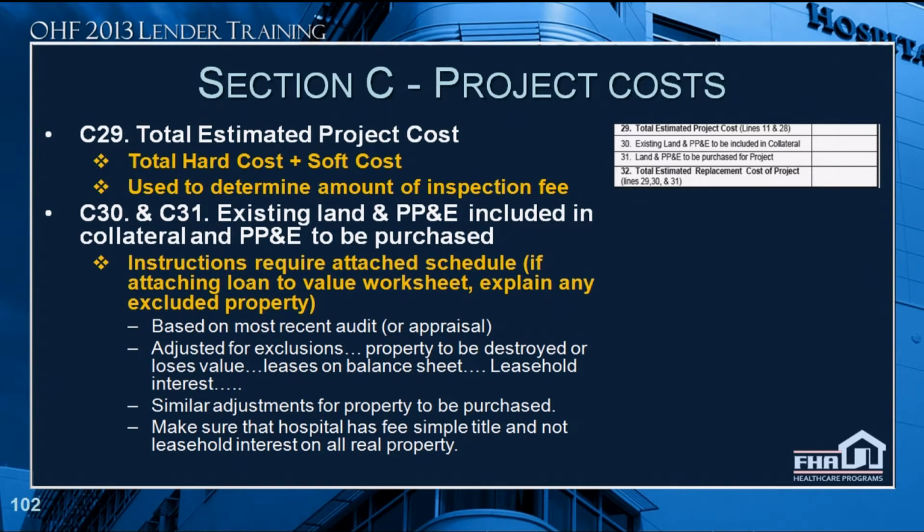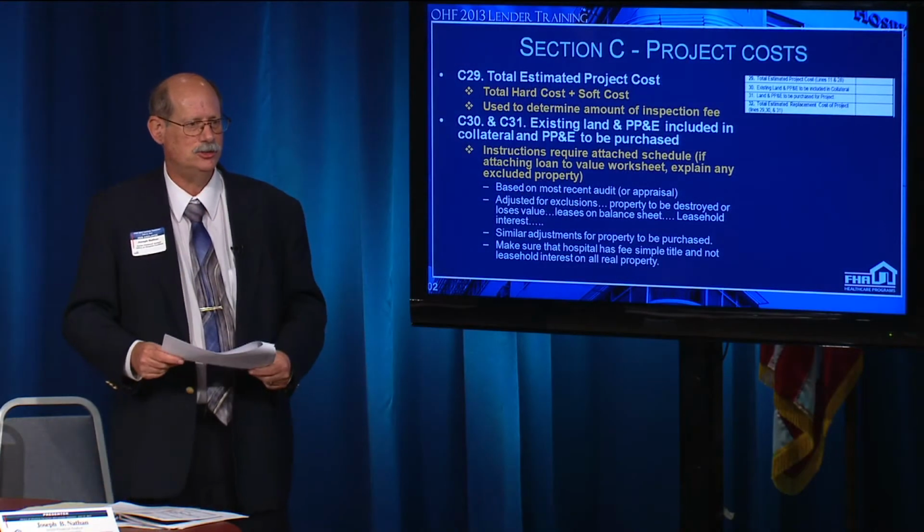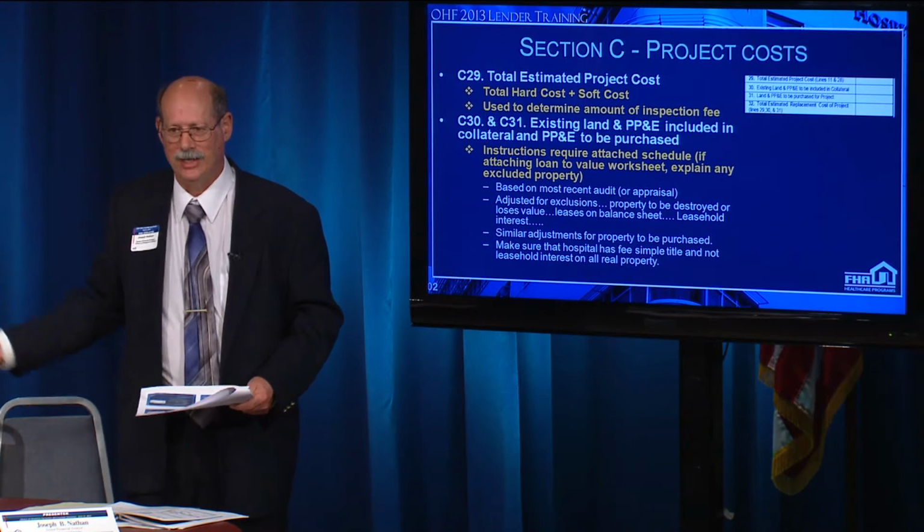It's a HUD form. Quite frankly, you want to take a look at that form because it goes through line by line exactly how to calculate the net PP&E. So basically what we do is we start with the prior year audited financial statements. From those, we then subtract any carve-outs.